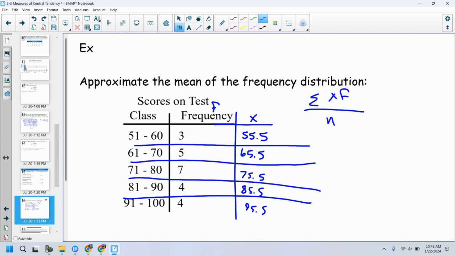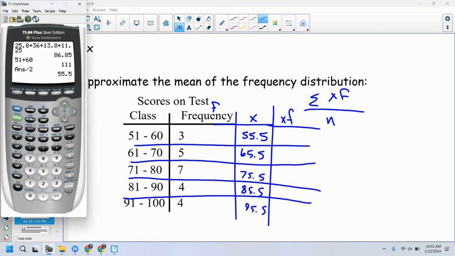Okay. So what I'm going to do now is calculate XF, which is the midpoint times the frequency. Midpoint, where the class is occurring, times basically the weight of that class. How many people were in that class? The frequency of that class. So weighted mean and frequency mean are kind of the same thing. They're calculated very similarly. All right. So I've got 55.5 times 3, which gets me 166.5.